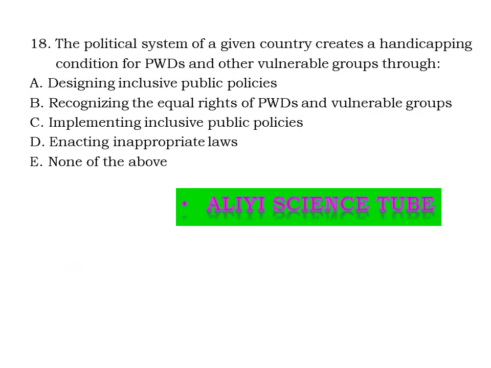Question number 18, the political system of a given country creates handicapping condition for person with disability and other vulnerable groups through A, designing inclusive public policy. B, recognizing the equal right of person with disability and vulnerable groups. C, implementing inclusive public policy. D, enacting inappropriate laws. E, none. So the answer is B, recognizing the equal right of person with disability and the vulnerable group.